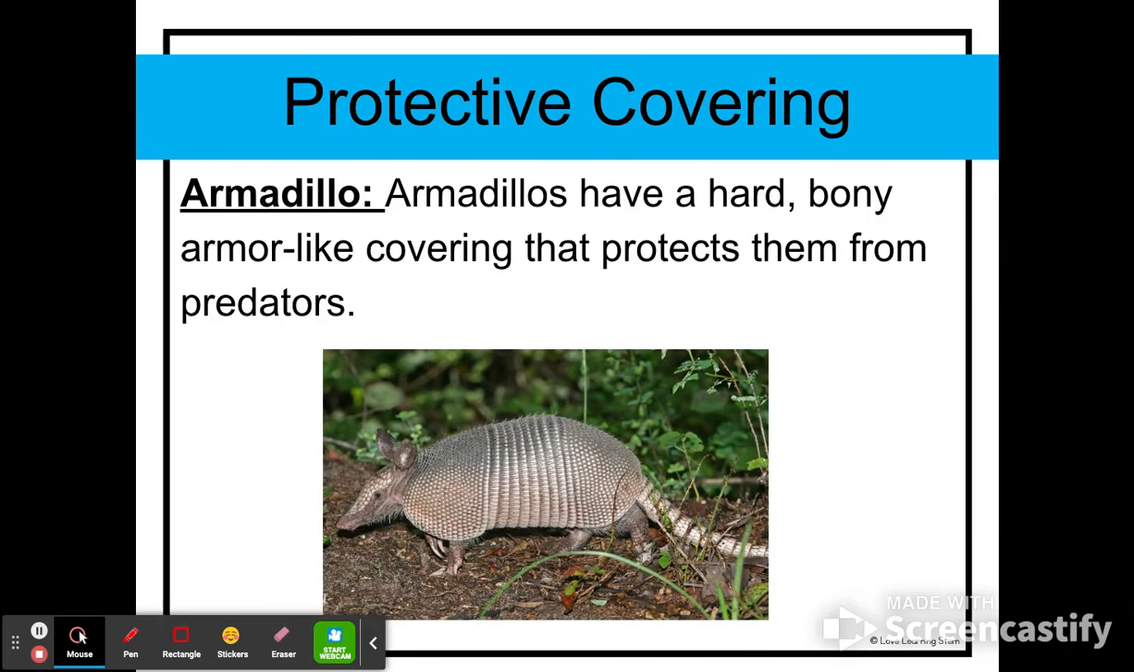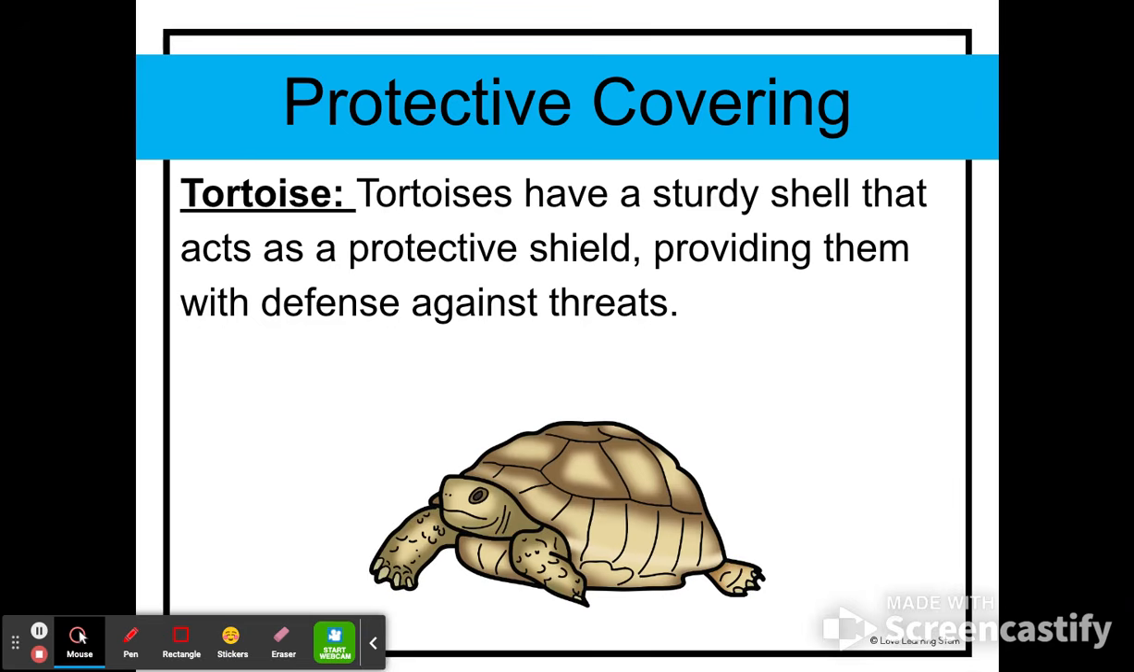Some external structures for animals are protective coverings, and we see this with the armadillo. Armadillos have a hard, bony, armor-like covering that protects them from predators. Another hard covering is on the tortoise. The tortoise has a sturdy shell that acts as a protective shield, providing defense against threats.